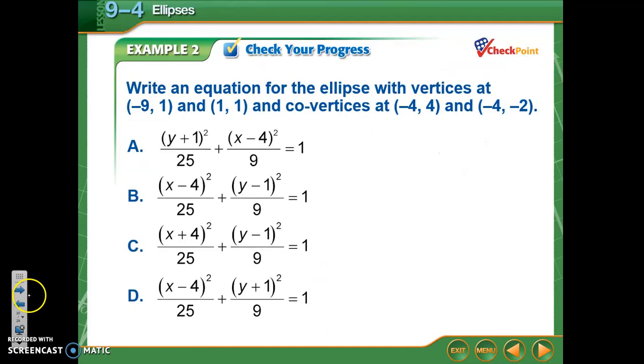So this would be my equation. Okay, you guys try this one. The answer for this one is C, and I will show you how to get that.